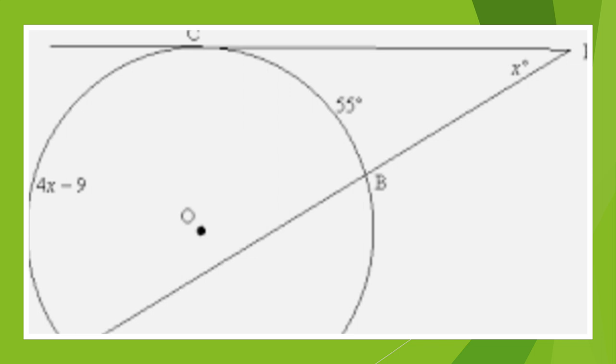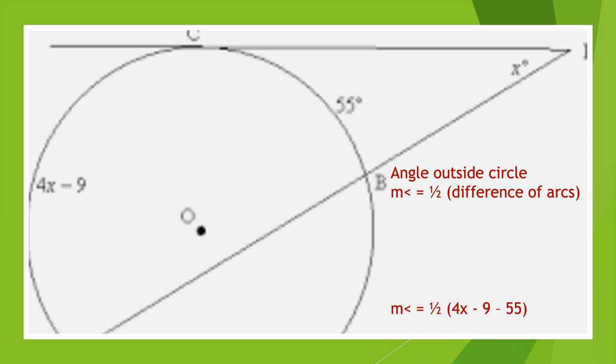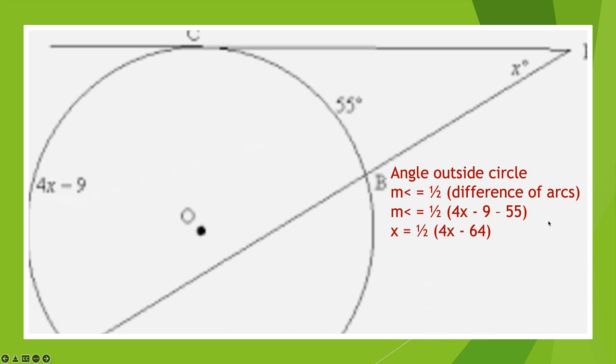Okay, these questions do an outstanding job of really getting you to think about the structure of the formula. So the angle is outside the circle, so the measure of the angle is half the difference of the arcs, which in this case means that the measure of the angle is going to be half of 4x minus 9 minus 55. And that angle then is going to be half of 4x minus 64 because minus 9 and minus 55 is minus 64. But the angle here, we have it listed as x, right? Because they said the measure of the angle is x.